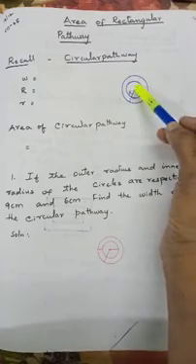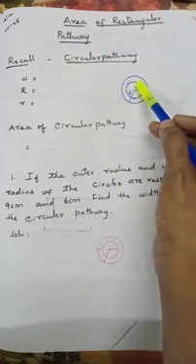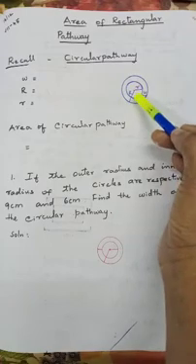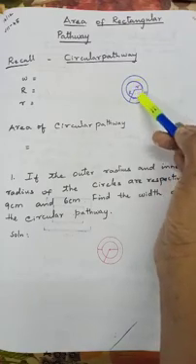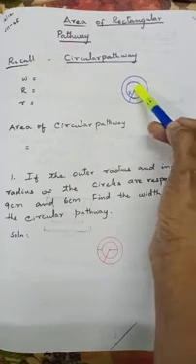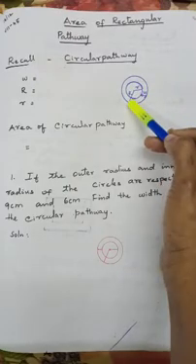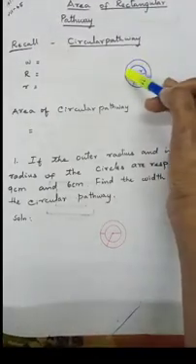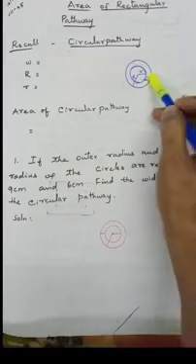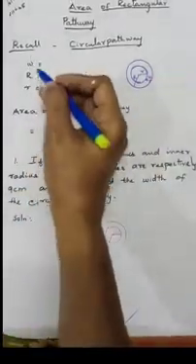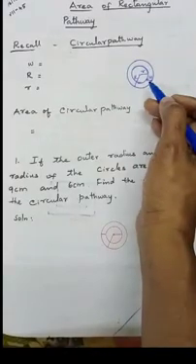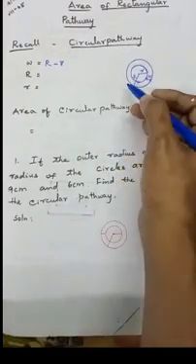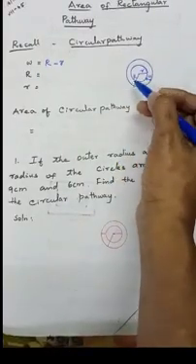From the center to the first circle is small r, that is the radius of the small circle. Then from the center to the bigger circle is capital R. In between the two circles we have a width W. We have a formula to find the width W: capital R minus small r will give the width.